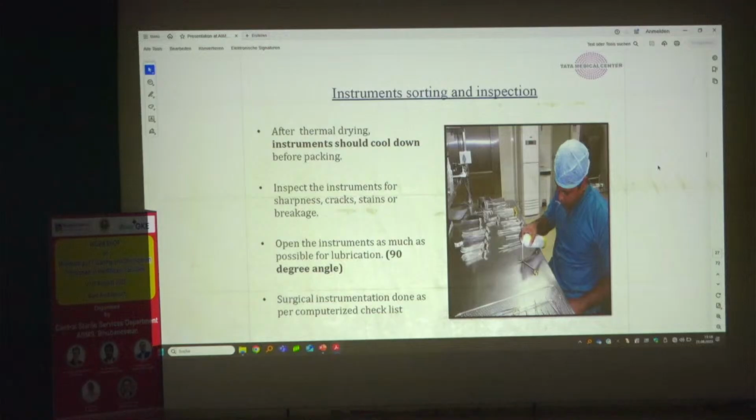Instrument sorting and inspection. After thermal drying, instruments should be cooled down. Hot items cannot be packed and hot items cannot be lubricated, because the lubricant is cold. Inspect the instrument for sharpness, cracks, stains and breakage. Open the instrument at 90 degrees for lubrication, and surgical instrumentation is done as per the computerized checklist.